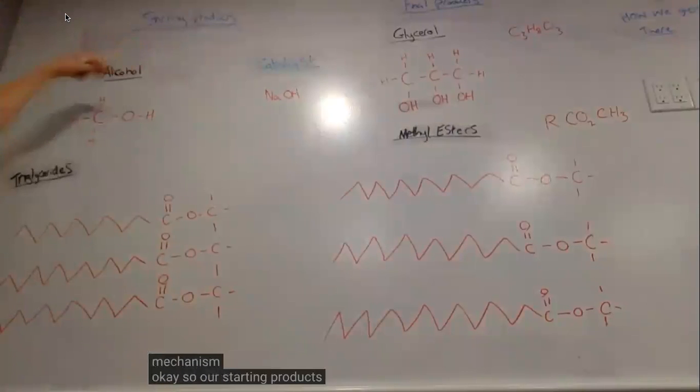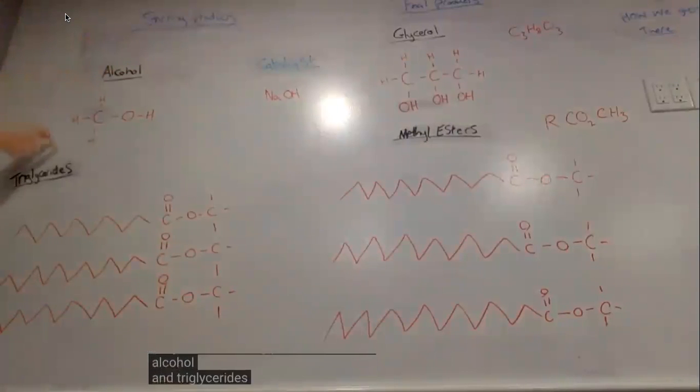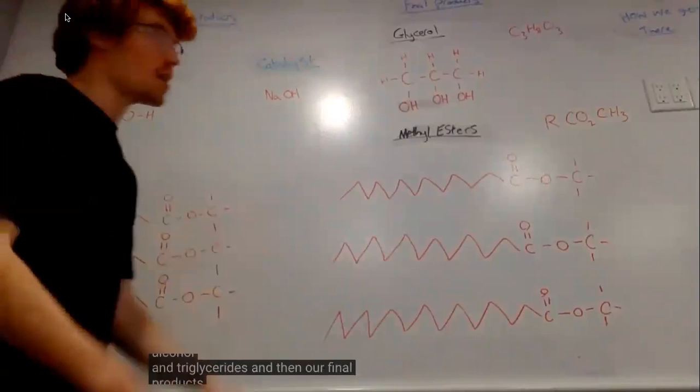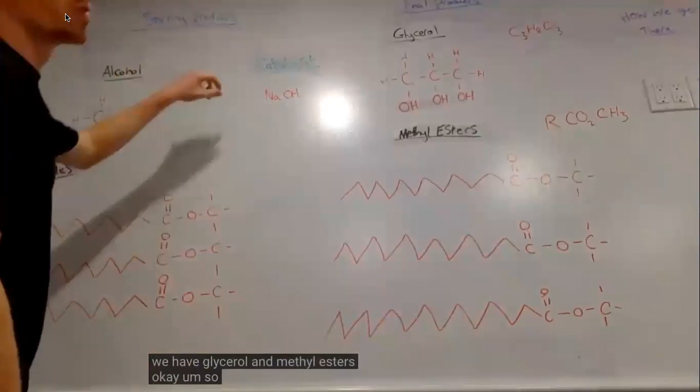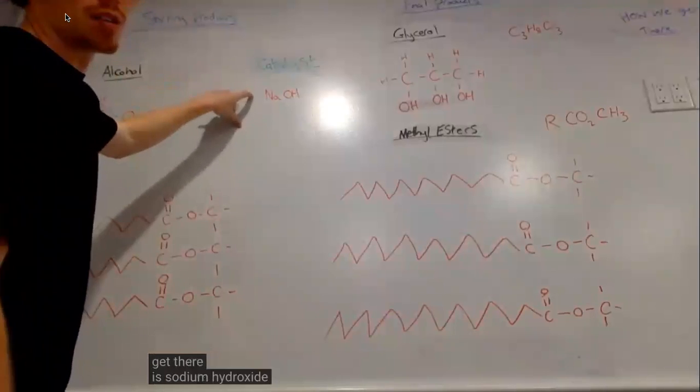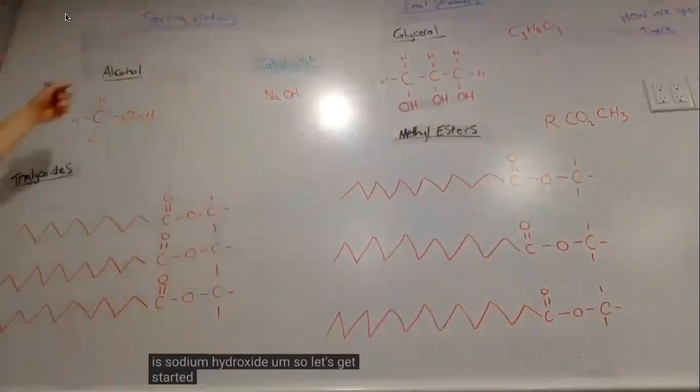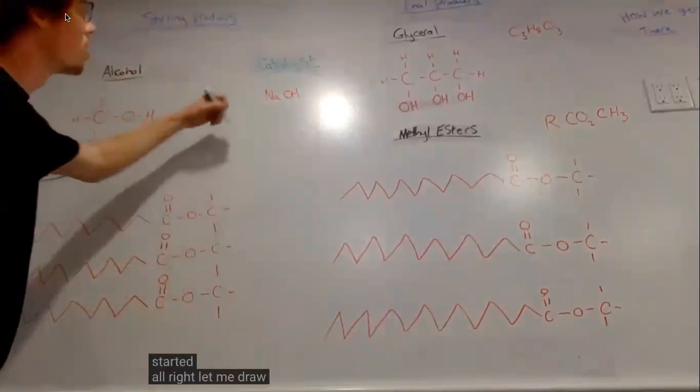Okay, so our starting products, we have alcohol and triglycerides. And then our final products, we have glycerol and methyl esters. Okay, so the catalyst that helps them get there is sodium hydroxide. So let's get started. We draw that.